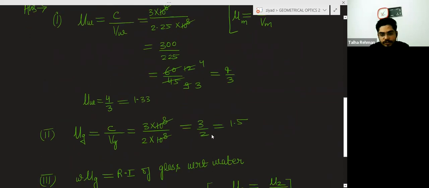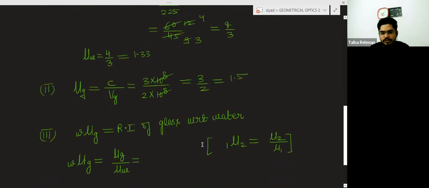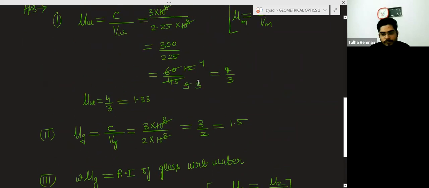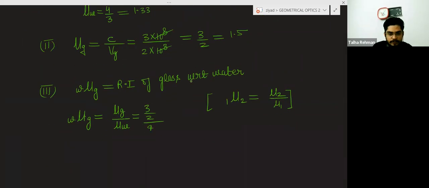If we solve this in this way, refractive index of glass is 3 by 2. Now what is the refractive index of water? 4 by 3. So what you will get? You will get 3 by 2 multiplied by 3 by 4. Finally, you will get 9 by 8.